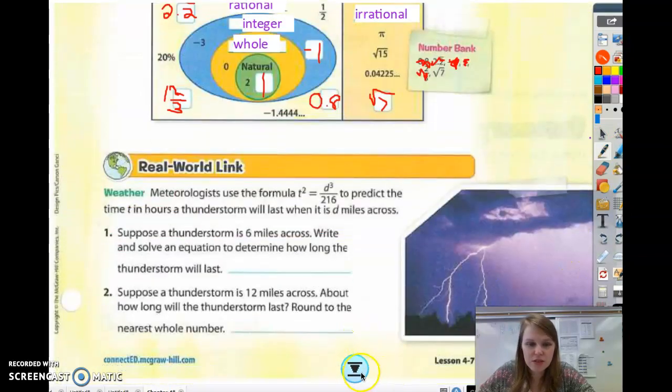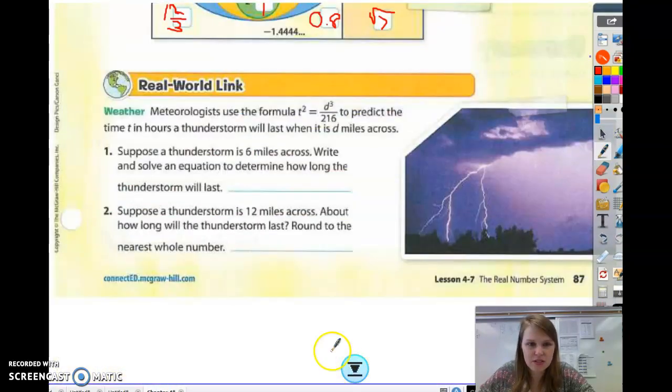Okay, let's do this part here on Meteorologist. It says they use this formula, t² equals d³ over 216. So our job here, write and solve an equation to determine how long the thunderstorm will last if it is 6 miles across. T represents hours, D represents miles across. So I suppose we put a 6 here. So for the equation, what should we write here?